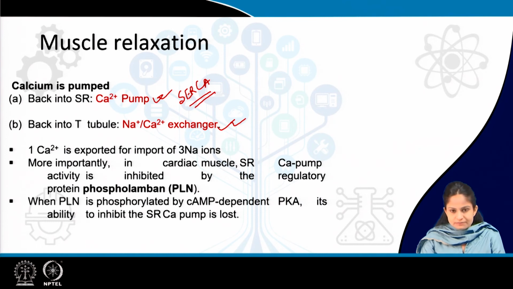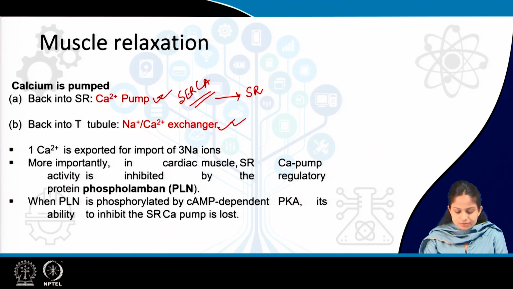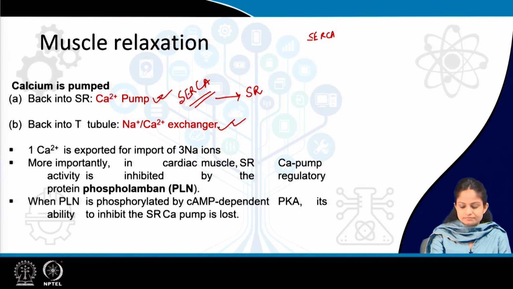Now, there has to be two pumps because the calcium which is already entering into the sarcoplasm during the muscle relaxation, that should enter into the sarcoplasmic reticulum. So, this Sarka pump will take the calcium back from the sarcoplasm or the cytoplasm to the sarcoplasmic reticulum. Now, usually this Sarka pump is kept inhibited. The name of Sarka pump comes from sarcoplasmic or sarcoendoplasmic reticulum calcium ATPase pump.